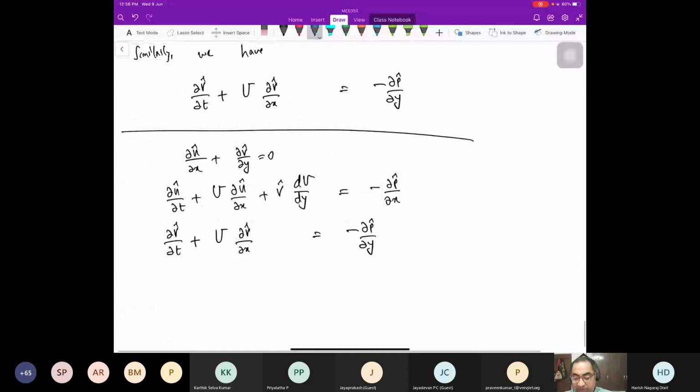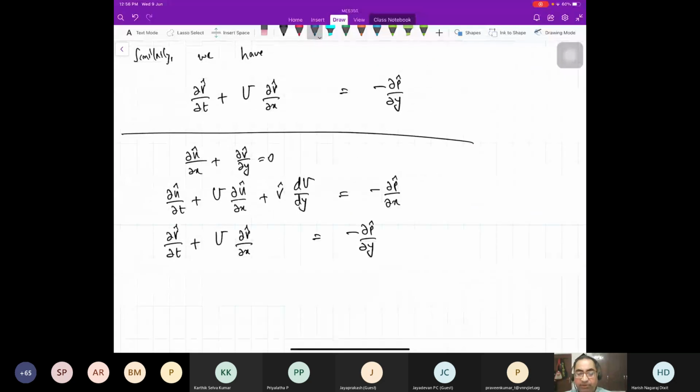Okay, there are some problems where you cannot ignore viscous effects. I'll give you a quick interpretation of why and where viscous effects cannot be ignored. But first we'll look at problems where viscosity can be ignored. Okay, is that clear? So this is what I have.